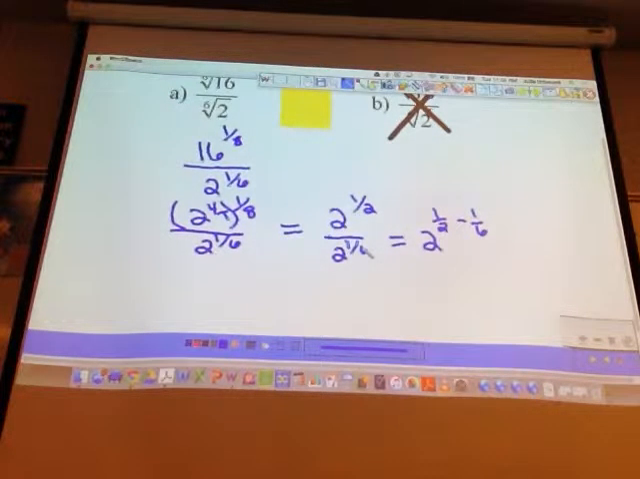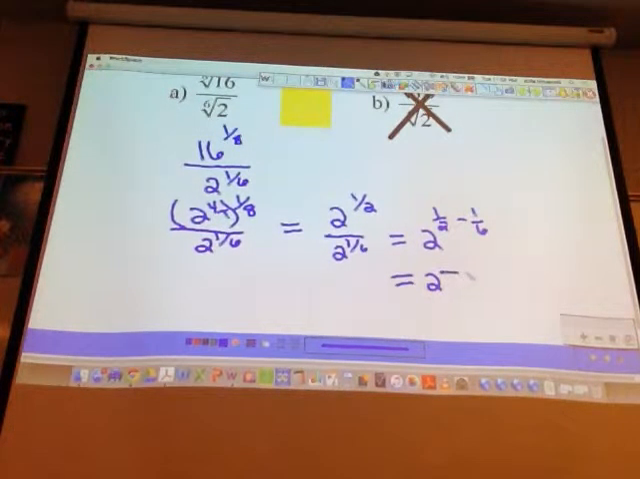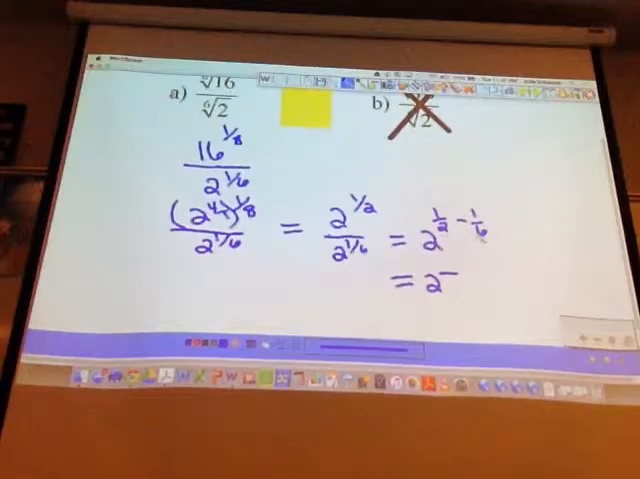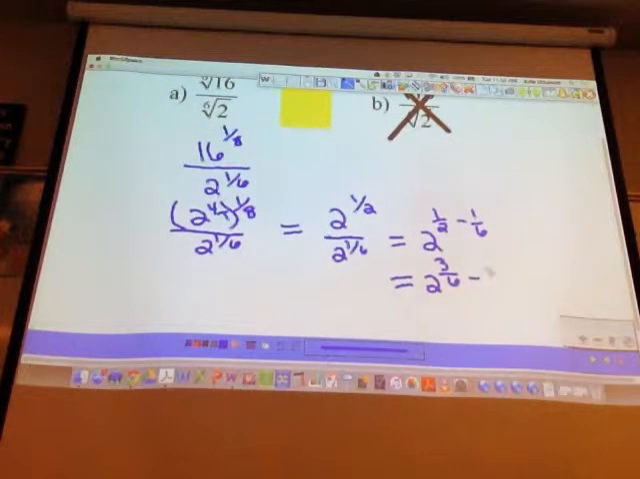Whenever the bases are the same, this goes back to our old rules of exponents. When you're multiplying them, you add the exponents. When you're dividing them, you subtract the exponents. So one more time, we need common denominators. What's the LCD here? 6, and you'll change it into 3 over 6 minus 1 over 6.